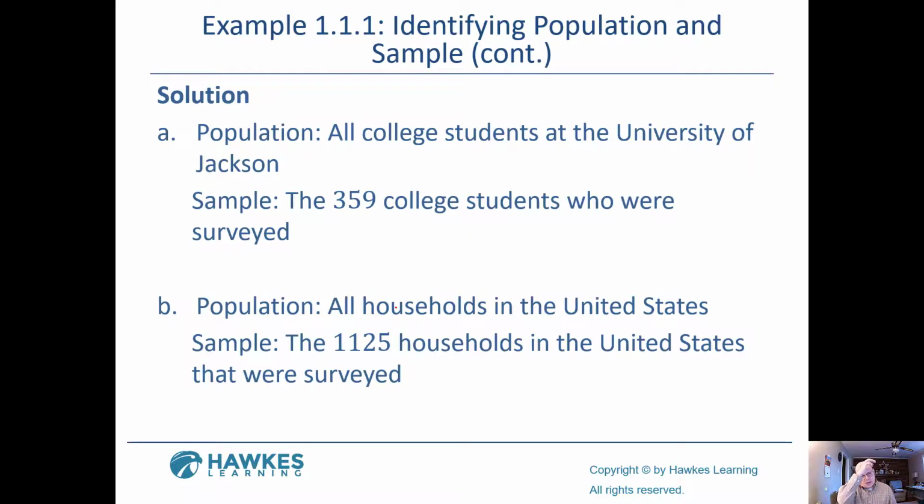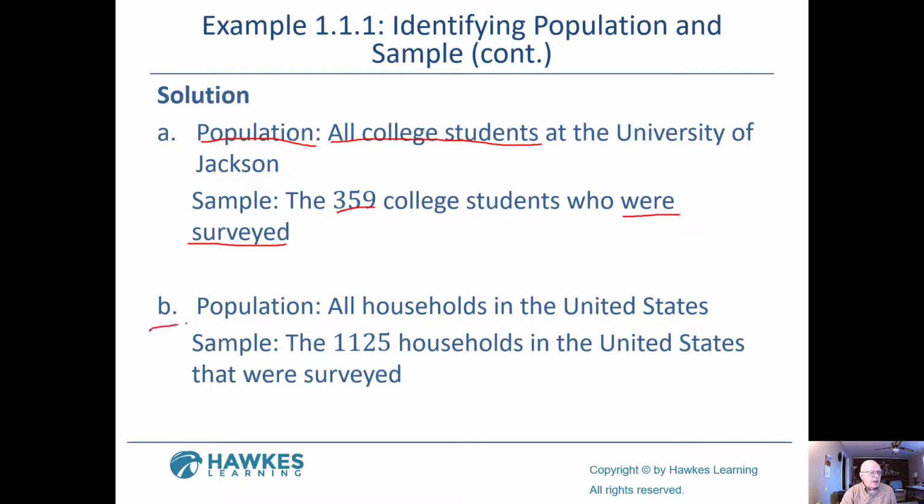So, did you get them? For the first one, part A, for the population, did you say all college students at the University of Jackson? And for the sample, did you say the 359 students who were surveyed? Population, all the ones you're interested in. Sample, the ones you actually were able to ask or measure.